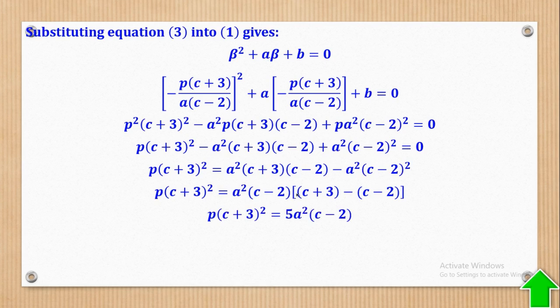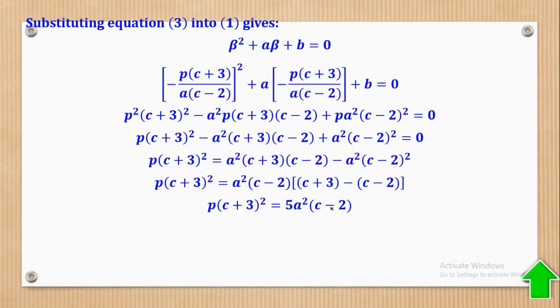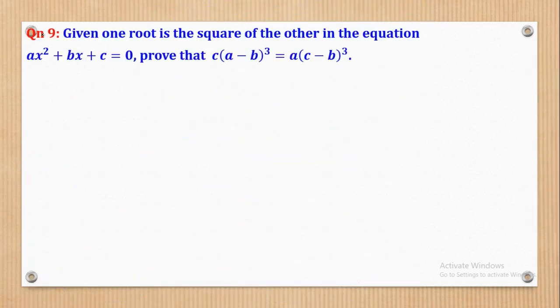So when I simplify this one, realize this c cancels away, then 3 minus negative 2 gives you 5, that is why you see 5 here, and this one is here, and this one is here. So now we shall go to question 9, which says, given one root is the square of the other in the equation this, prove that this is equal to that.